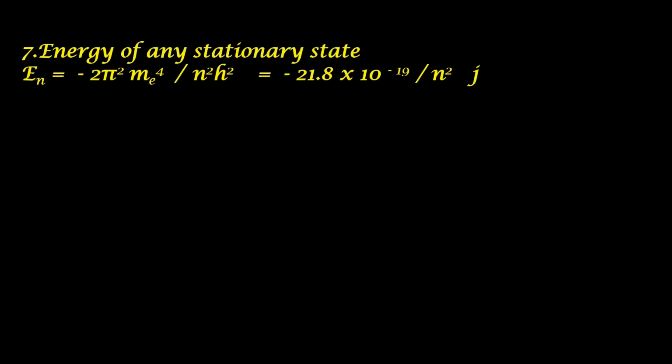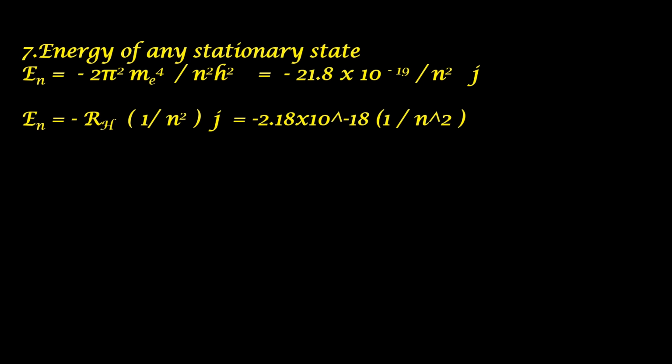Now, the seventh postulate. The energy of any stationary state En is equal to negative 2 pi square m e raised to 4 divided by n raised to 2 h raised to 2, and it is equal to negative 21.8 into 10 raised to minus 19 divided by n square, so many joules. This is the energy for n is equal to 1. The magnitude of energy is negative because energy is released. Using this formula, energy for any stationary level can be calculated.